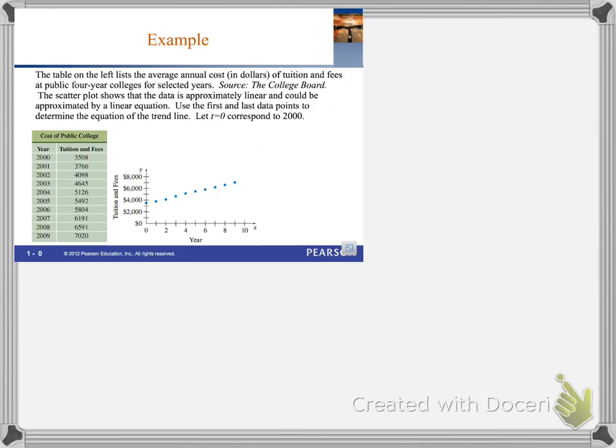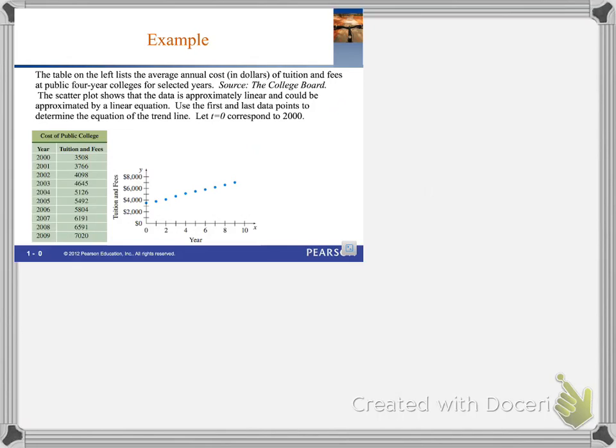Okay, so the first example says that we have this table with some data showing the annual cost for tuition and fees at some colleges for the last several years, 2000 to 2009. What they've done is taken the table and created what's called a scatter plot to give you basically a graph of the data. By looking at this graph, you can see that the data points, for the most part, follow a straight line. So they say we can approximate this with a linear equation. In this case, we need to come up with the equation for that straight line.